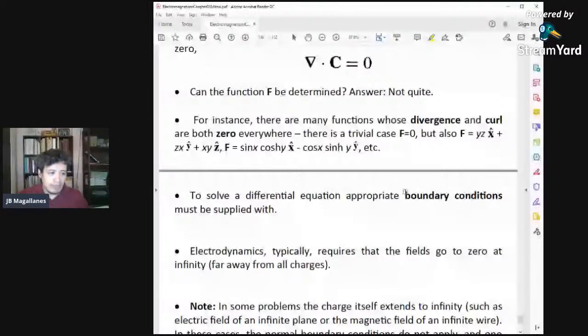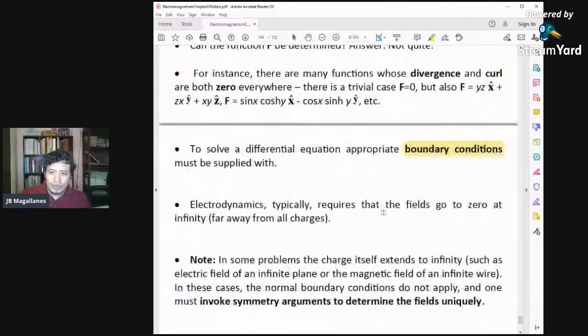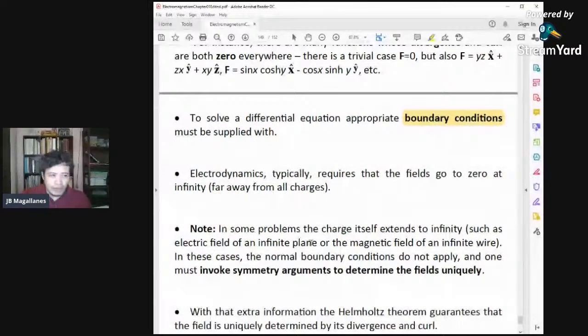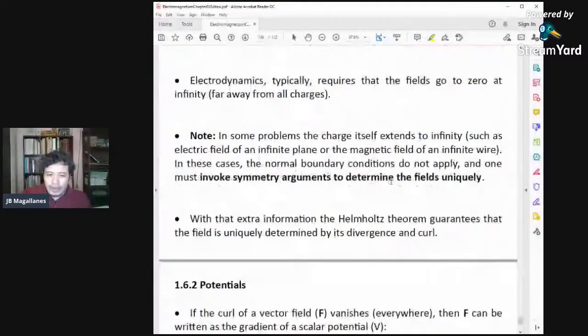And what is that boundary condition? The boundary conditions will be elaborated in chapter 3. This is just an introduction to the mathematical aspect of this course. We will elaborate more on the boundary condition in the succeeding chapters. Maybe we'll reach that chapter in November.